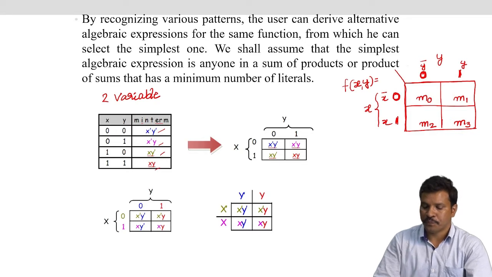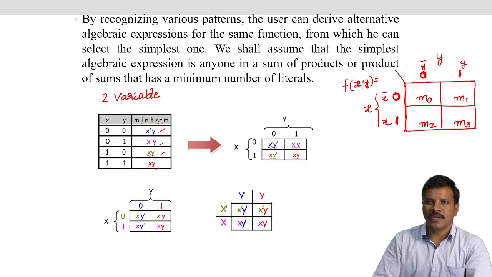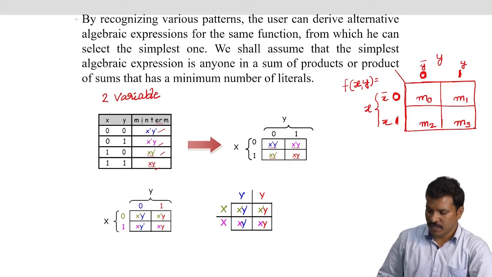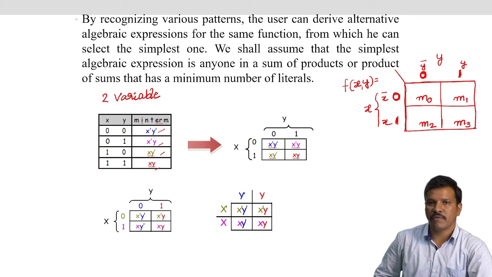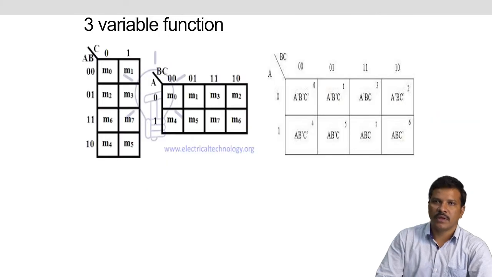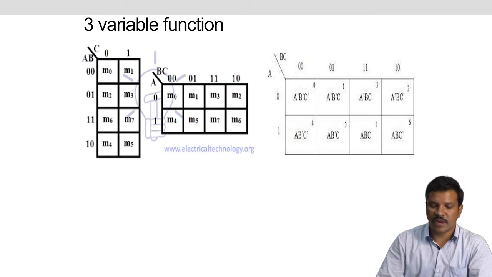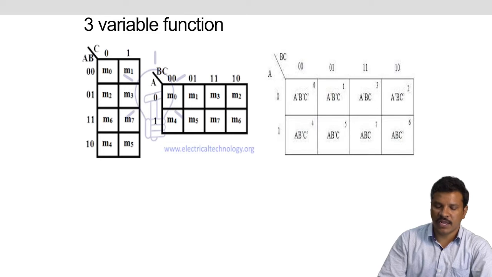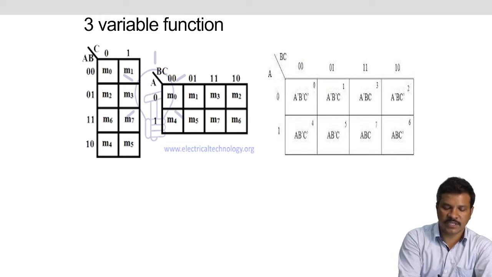Here, in order to minimize, we can take some simple straightforward method. We will see as we go along with this three variable function. So this is the three variable function. In this three variable function, we can create the Karnaugh map with the three variables A B C or X Y Z. Let us take A B C.